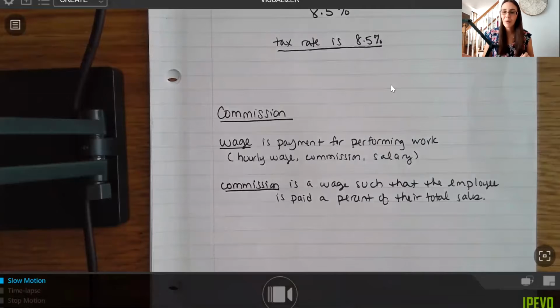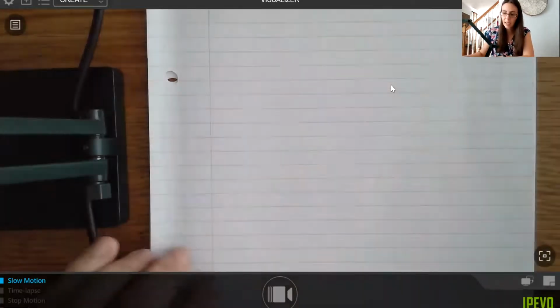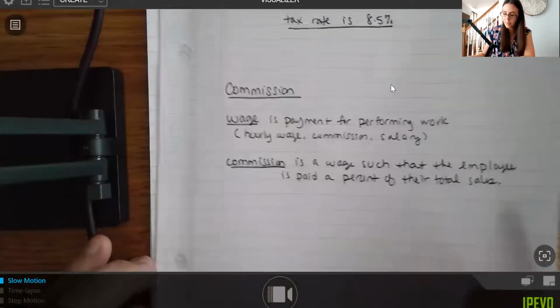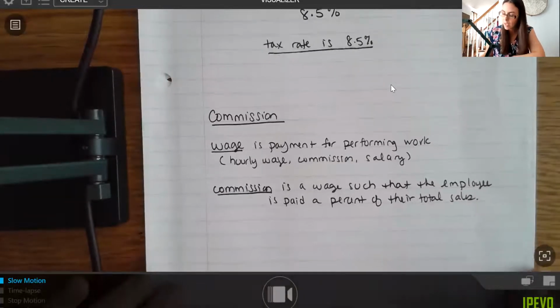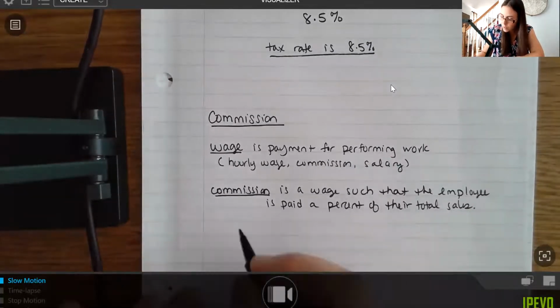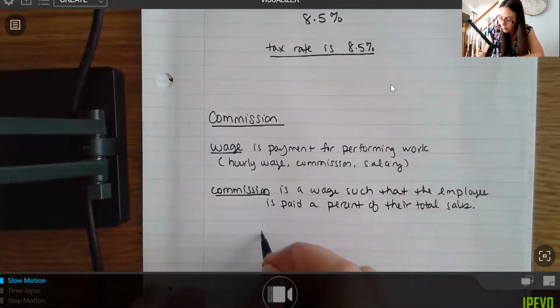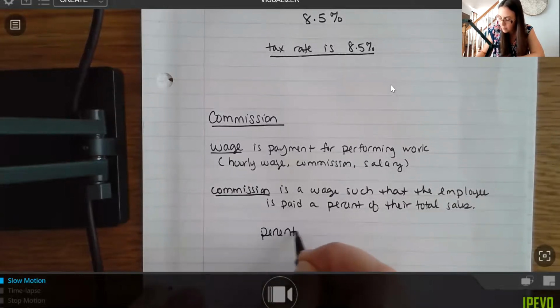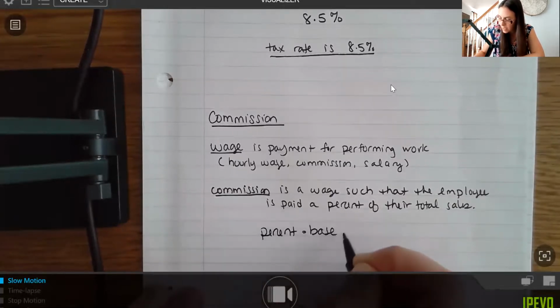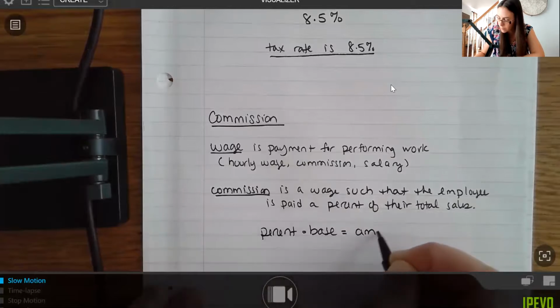And then there are other people who have just that personality that is really good at that job, and they can do really well. So it's just something to think about if that's a job you're looking into that pays commission. So I'm going to go to a new page here. Let's do a general formula first and then we'll look at an example. So I'm going back to my basic formula of percent times base equals amount.